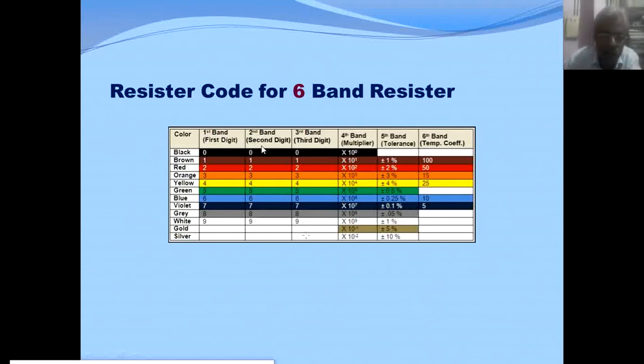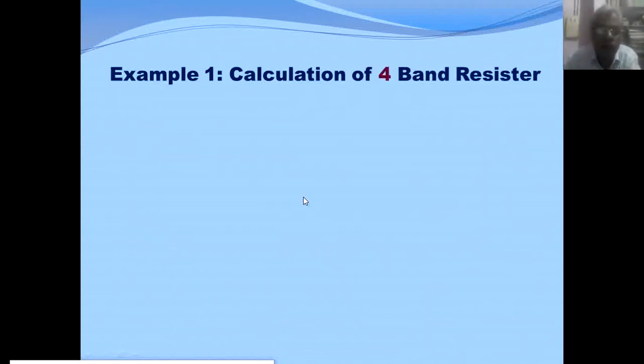Third column is used for the second band. Fourth column is used for the third band to calculate the digit. Fourth column is used for the multiplier. Fifth is used for tolerance, but the last one is used to calculate the temperature coefficient. The unit of this temperature coefficient is parts per million. How will we calculate the resistance of any resistor?